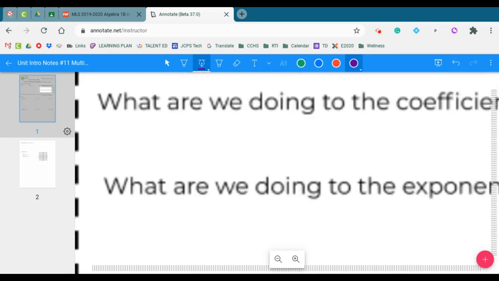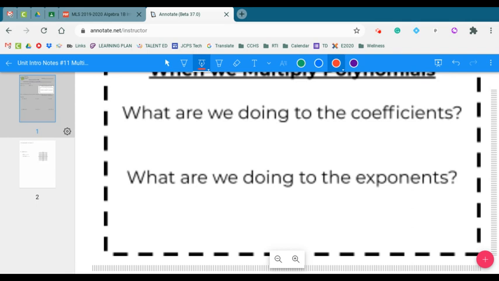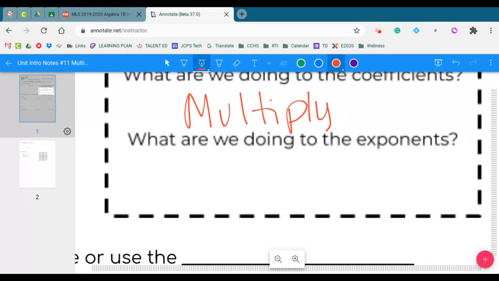So our coefficients, which are our numbers in front, we are going to multiply. And then what are we doing to the exponents? So those exponents on our variables, we're going to add. So we multiply our coefficients, add our exponents.